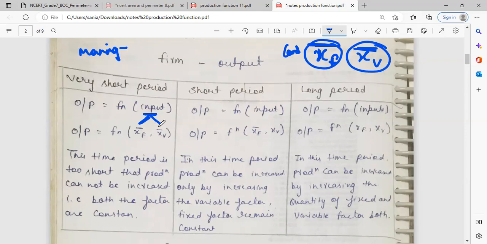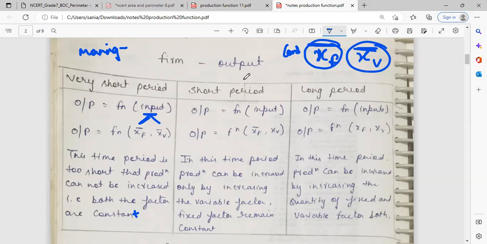Is it possible to suddenly arrange 10 more laborers? No, it is not possible. So this time period is too short that production cannot be increased. That is, both factors are constant. You have two factors, one is your variable factor, one is your fixed factor. This time period is too short that you cannot change the production, which means you cannot change either factor.